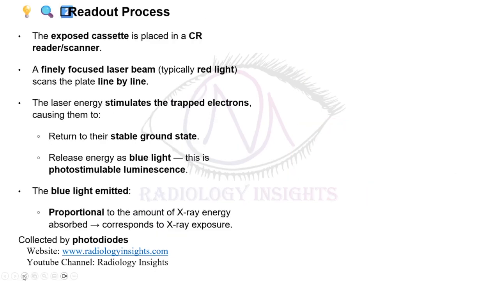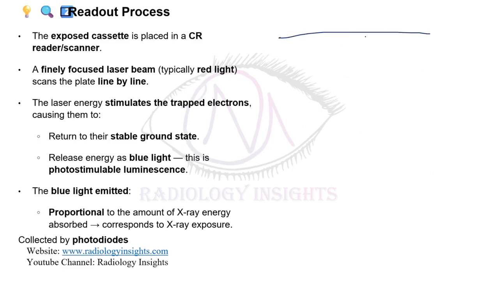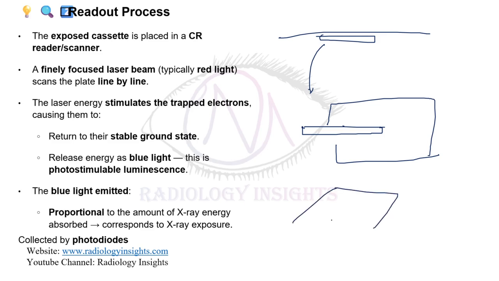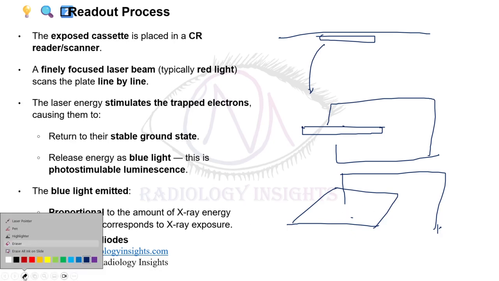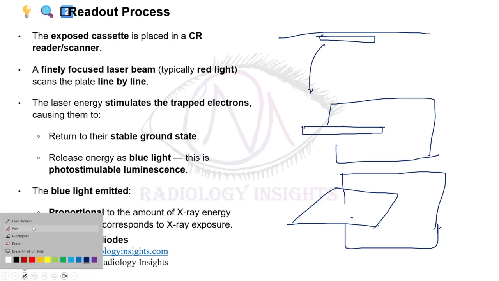Now here in the readout process, the cassette is removed from the X-ray table. So in the X-ray table there is this cassette, right? Now this cassette is removed and it is placed into the CR reader. This is the CR reader. When you place the cassette in the CR reader, the CR reader will produce the laser light. Okay, it will scan the image with the help of the laser light.